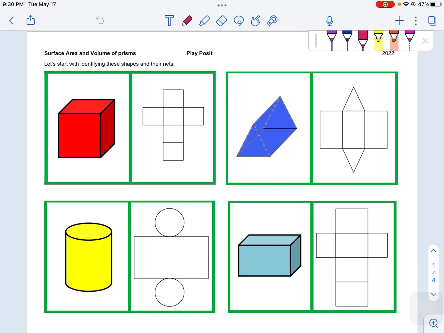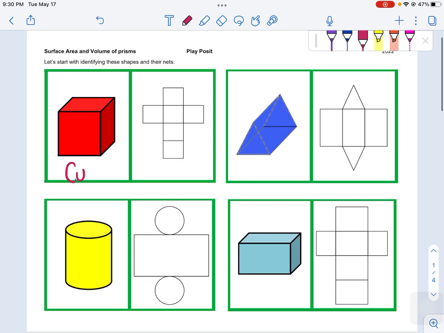All right, the first one, hopefully you answered cube. This one is a cube. It has 6 sides, and all 6 sides are equal area. So the length and height are the same for each square, and so the surface or the area for each of the 6 figures that make the net is equal.